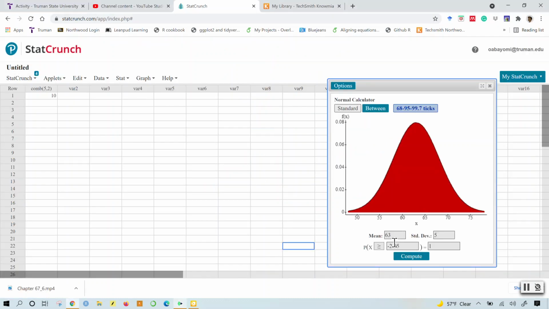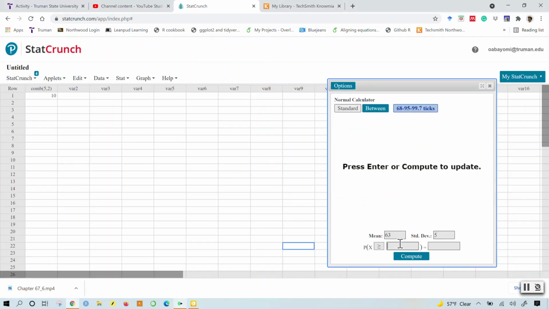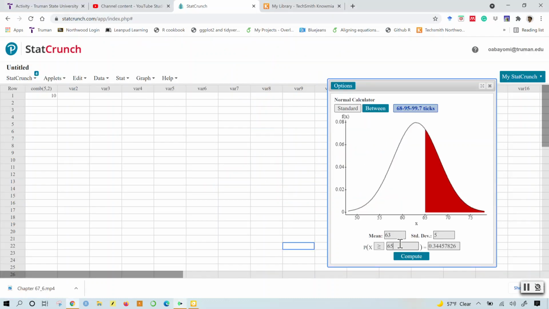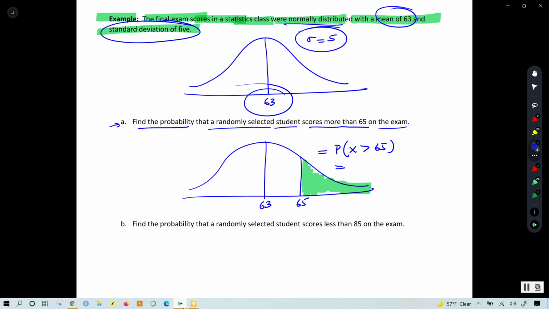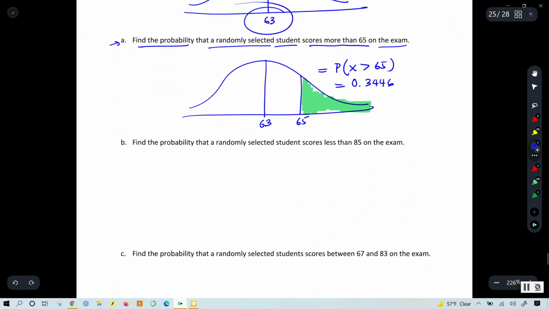So I'll do that and hit the enter button. This will be 0.3446. So key that in, 0.3446. Then for question B, the probability that a randomly selected student scores less than 85 on the exam.